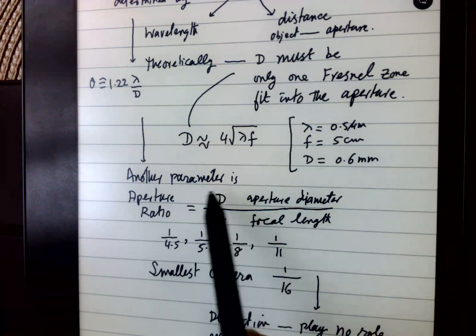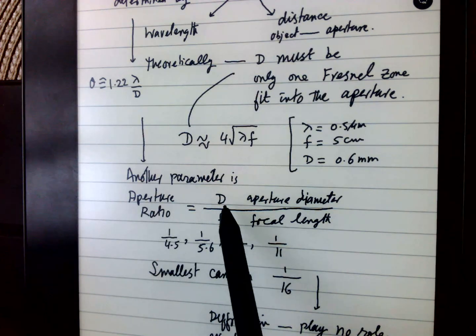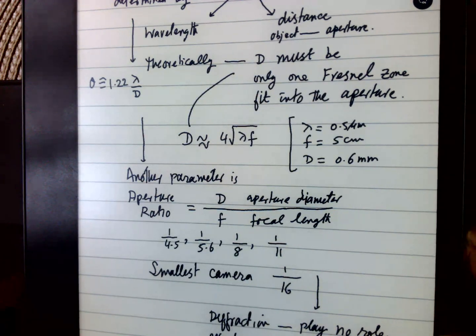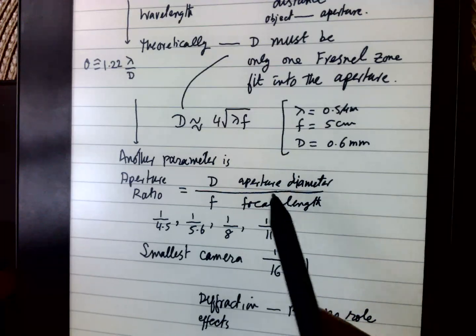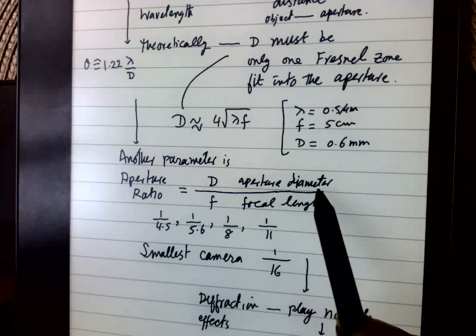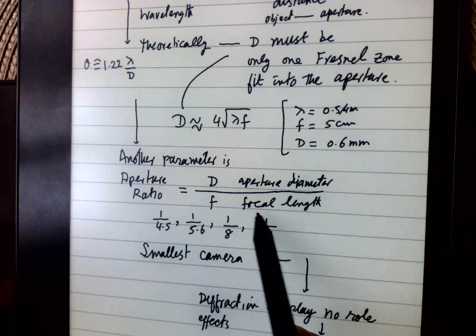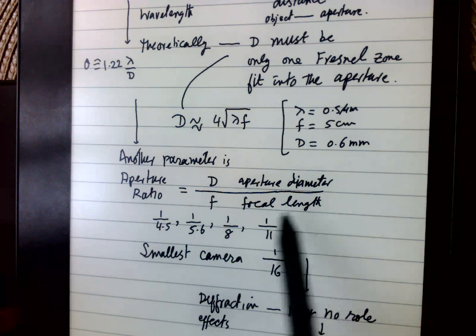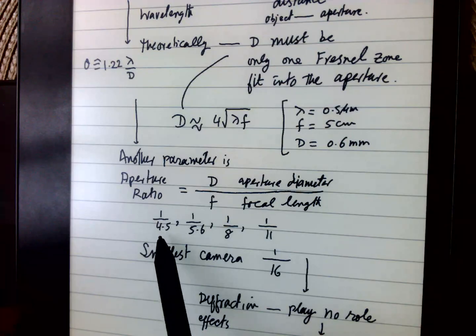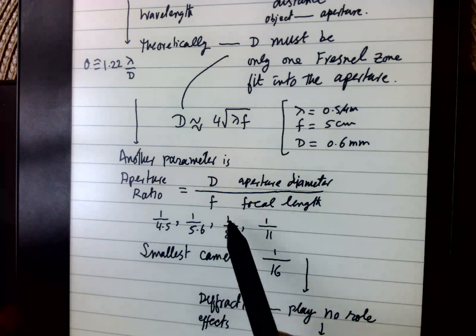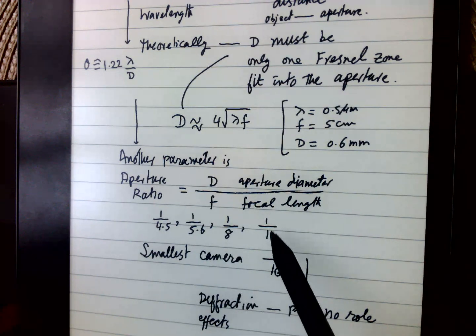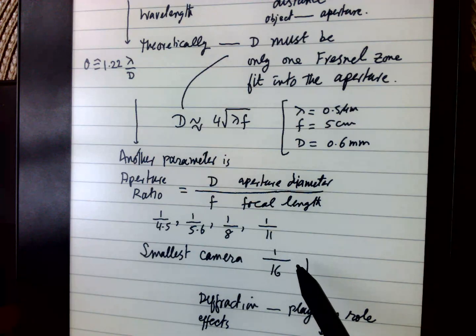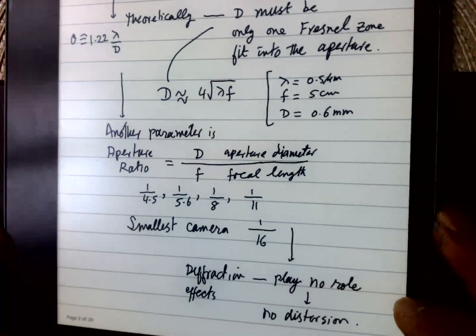Another parameter we can look at is the aperture ratio. So the diameter of the aperture divided by the focal length of the objective lens. So it can be 1 over 4.5, 1 over 5.6, 1 over 8, or 1 over 11. And the smallest is 1 over 16.